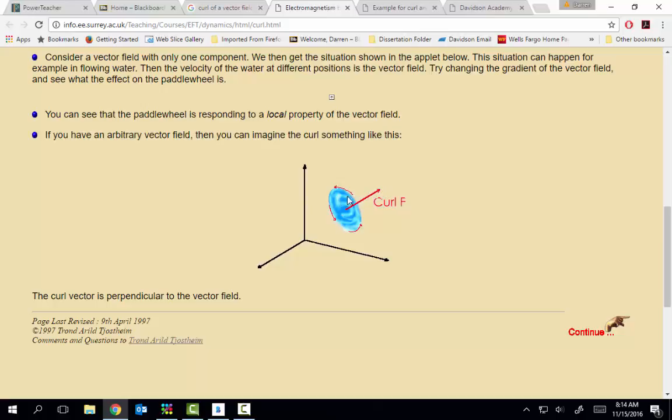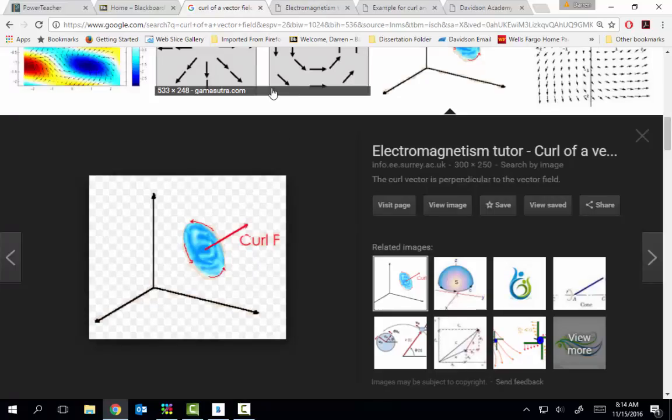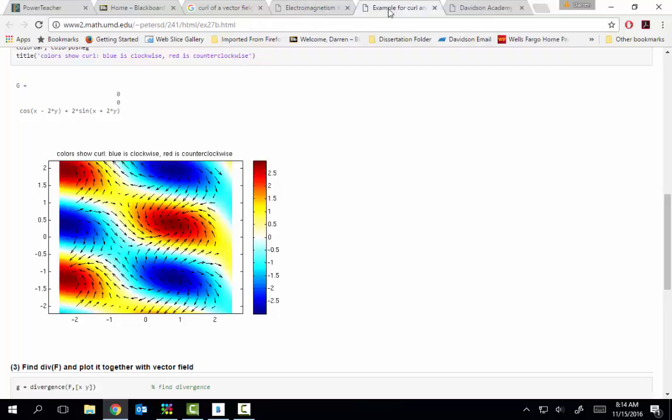If it were going the other way, if it were going clockwise, the stick rotating in the river, then the curl would go into the water. All right. Now, there's another cool little graphic over here I want to show you.